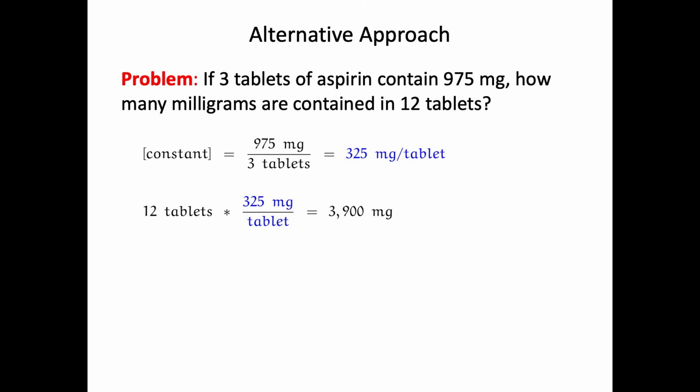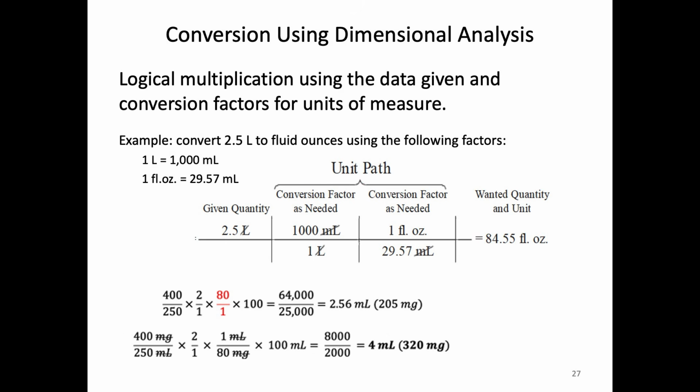Now we can use this constant by multiplying by the number of tablets. Since we know there's 325 milligrams per tablet, and we have 12 tablets, 12 tablets times that, tablets cancel, 12 times 325 is 3,900 milligrams. So you could either set it up like we did in the first example as a proportion with 2 ratios, or you can use the 1 ratio, numerically combine them, and then use that times the number of tablets. Both give you the same answer, and both are just 2 different ways of solving the same directly proportional problem. The last topic for this lecture is about dimensional analysis.